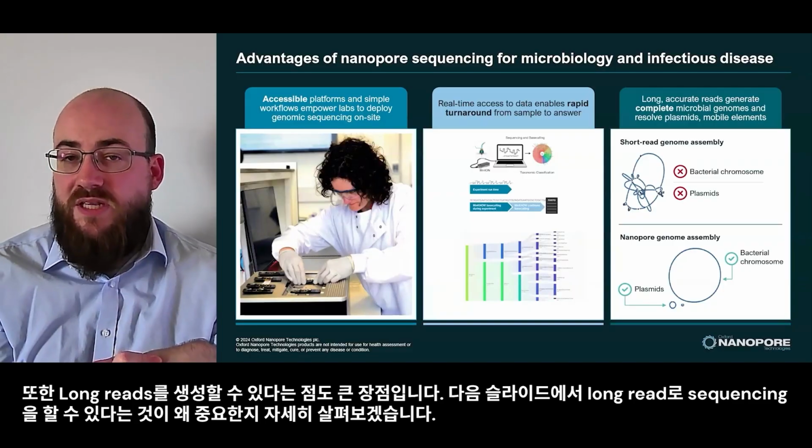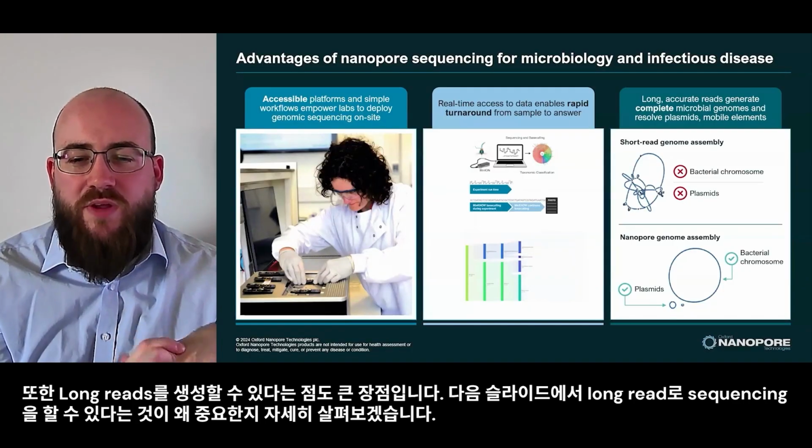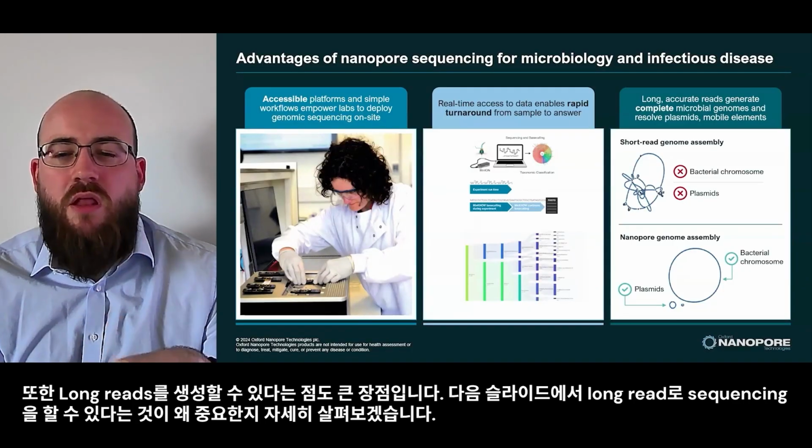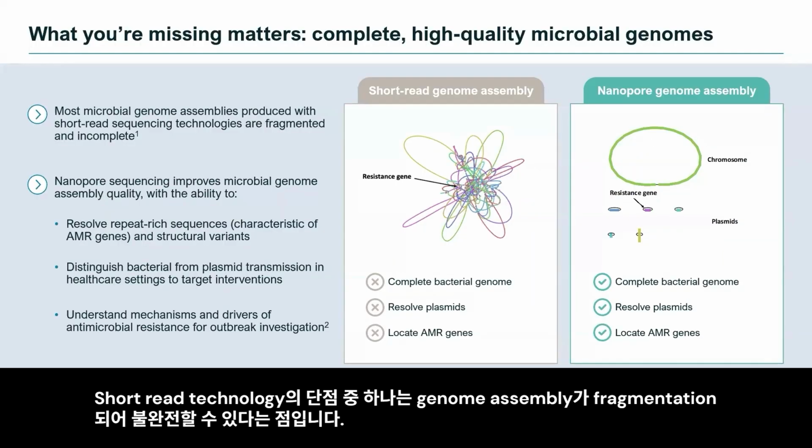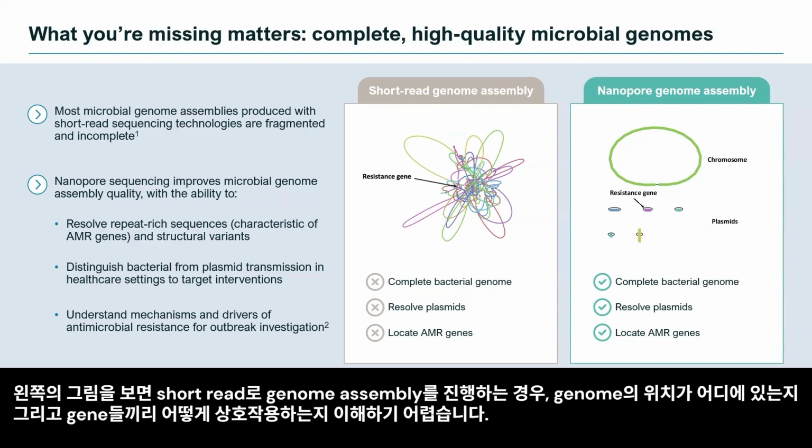Now, we also have the ability to generate these really long nanopore reads, and I'm going to go into a little more detail on why this is really useful in the next slide. So, one problem with short read technology for this application especially is genome assemblies can end up fragmented, they can be incomplete. Let's have a look at this image on the left here.